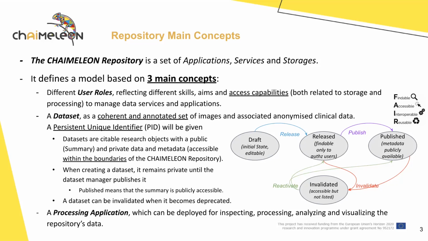These datasets are citable research objects that are created and then released so they can be accessible to the people authenticated and authorized in the CHAIMELEON repository, and they can publish the metadata to be accessible by anonymous users. So the data is always restricted to the authenticated users. The metadata can be publicly accessible in order to be compliant with the FAIR principles.